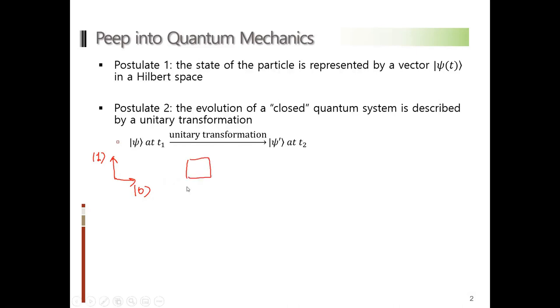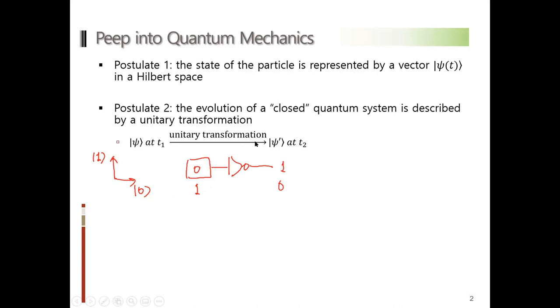Assume that we have some one-bit memory, which can contain the value of zero or one. If we have zero and apply the NOT gate, this will be changed to one. And if the initial state was one, and we go through the NOT gate, it will become zero. So how can we apply this kind of concept to quantum mechanics?